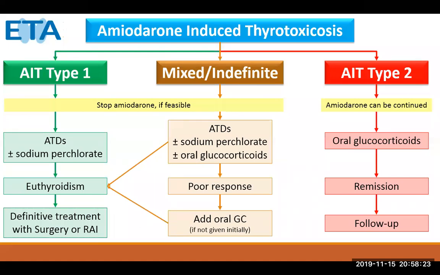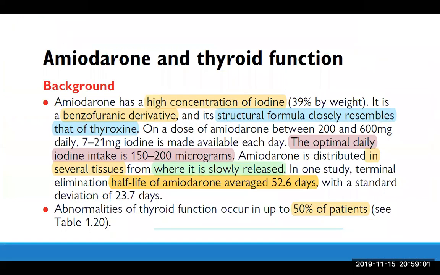If after 2 weeks there is no response, and T3 and T4 are still elevated, you must suspect this is type 1. So you stop and taper the high-dose glucocorticoid and continue with antithyroid drug plus or minus sodium perchlorate as type 1. Of course, you need definitive treatment with surgery or radioactive iodine. In any case, if the patient receives oral glucocorticoid with no response, you can give antithyroid drug, and vice versa in most cases.